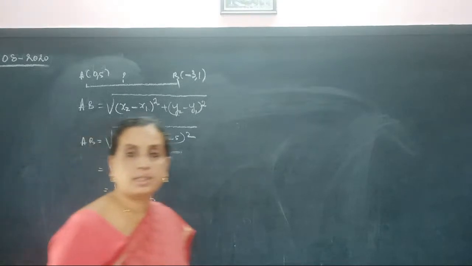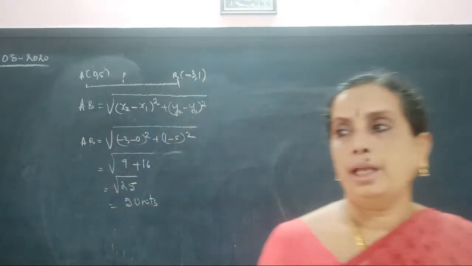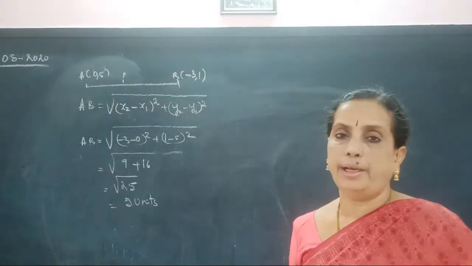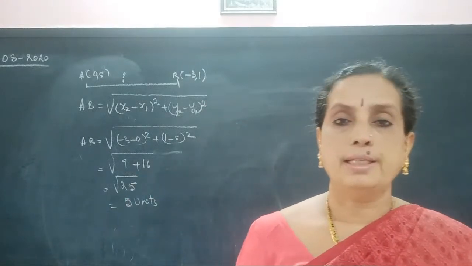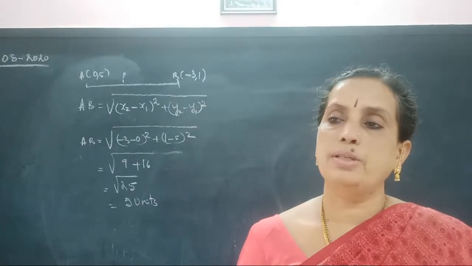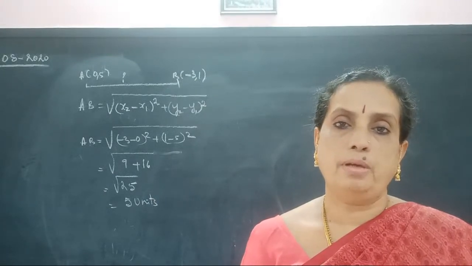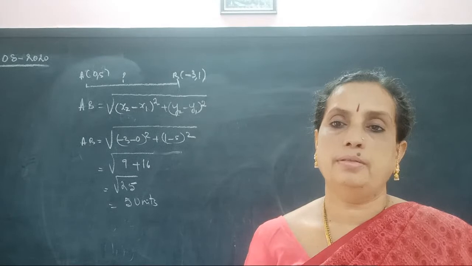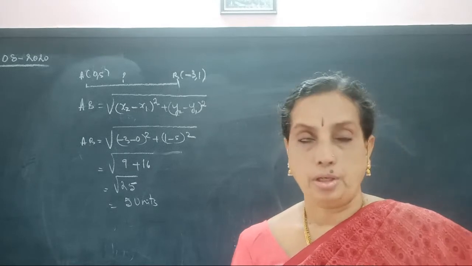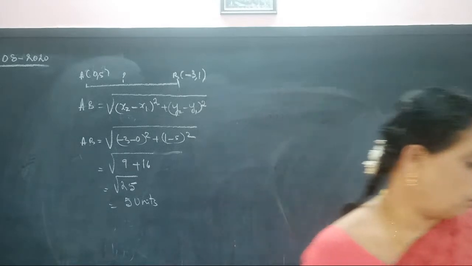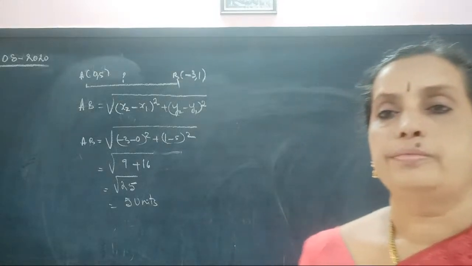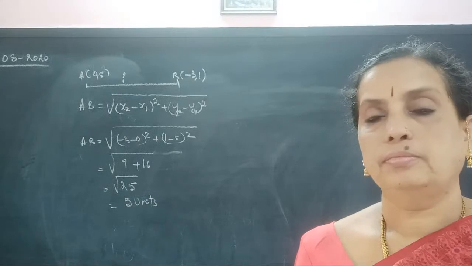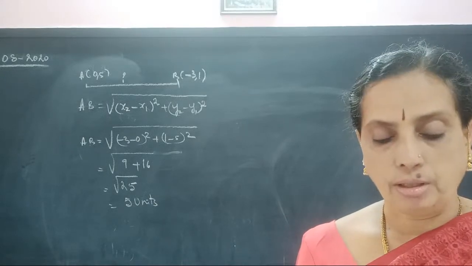When we know the distance, we can find out any unknown coordinates. When we have the coordinates, we can find out the distance between those 2 points using the distance formula. Is it clear? Question number 14, this is today's question. Next question.